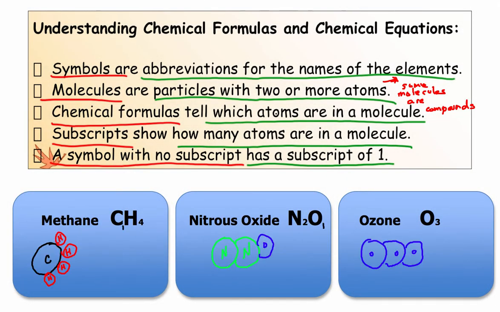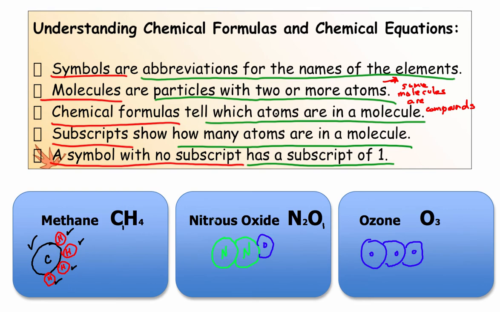Welcome back. I want to make sure you have a look at these molecules. For methane, you'll notice I put a little 1 subscript following the C because there was no subscript there, and that little 1 tells me there's going to be 1 carbon and then 4 hydrogen atoms. So there's 1, 2, 3, and 4 hydrogen atoms, and this is what methane looks like, CH4.